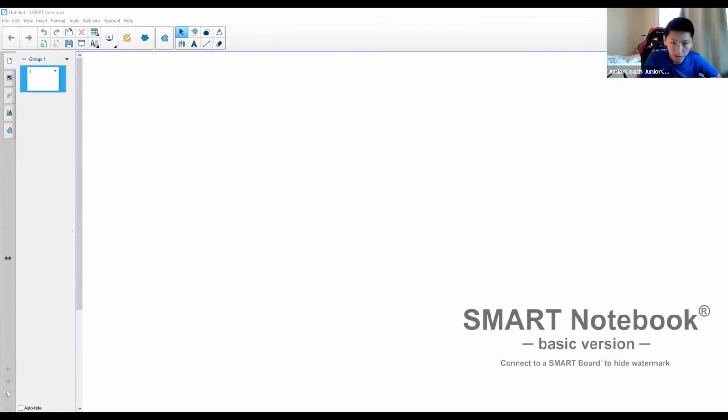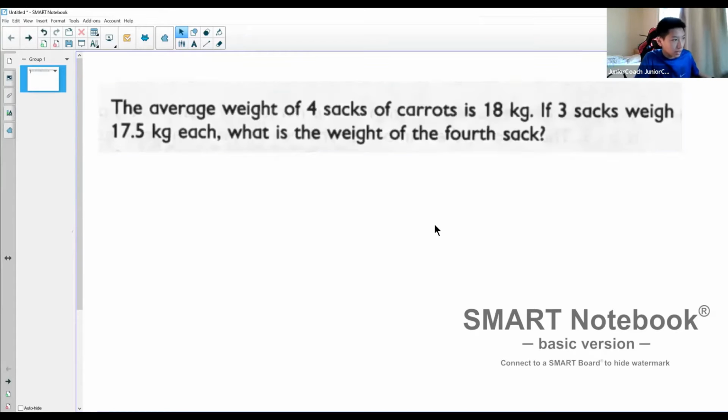Those look a bit more difficult. I think I'm going to start at 20. So question 20 is: the average weight of 4 sacks of carrots is 18 kilograms. If 3 sacks weigh 17.5 kilograms each, what is the weight of the 4th sack?